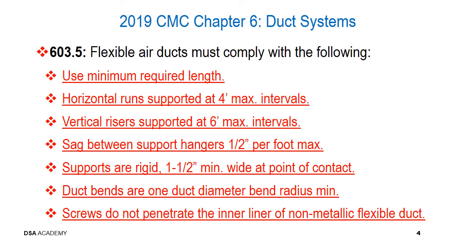Regarding duct systems, in 603.5, flexible air ducts must comply with the following. And these are the parameters that have now been addressed in this code section. They need to use a minimum required length. The horizontal runs supported at 4-foot maximum intervals. Vertical risers are supported at 6-foot max intervals. The sag between support hangers is 1/2 inch per foot maximum. Supports are rigid, 1.5 inch minimum wide at points of contact. The duct bends are 1 duct diameter bend radius minimum. The screws do not penetrate the inner liner of non-metallic flexible duct.